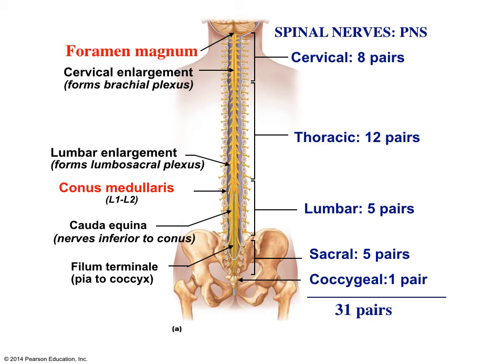The filum terminale is an extension of pia that anchors the spinal cord inferiorly by attaching it to the coccyx. In purple on the right side, I have indicated the 31 pairs of spinal nerves, which would be PNS and the subject of the next chapter.